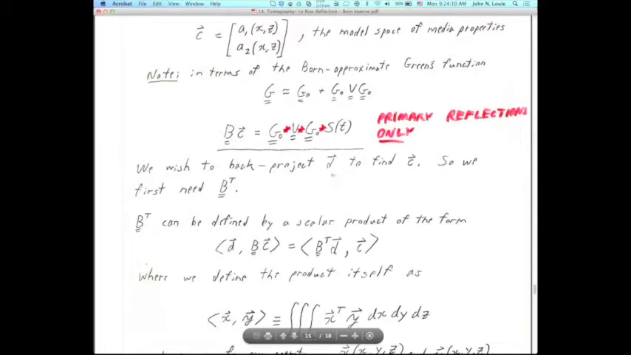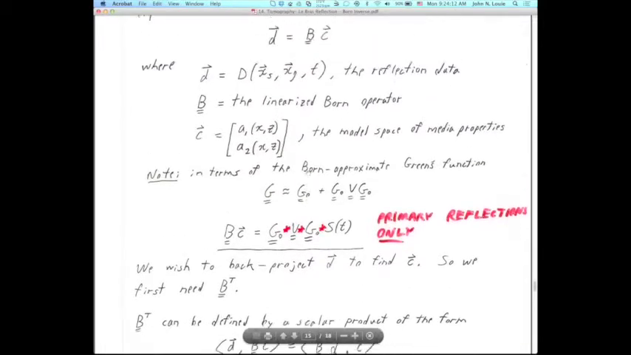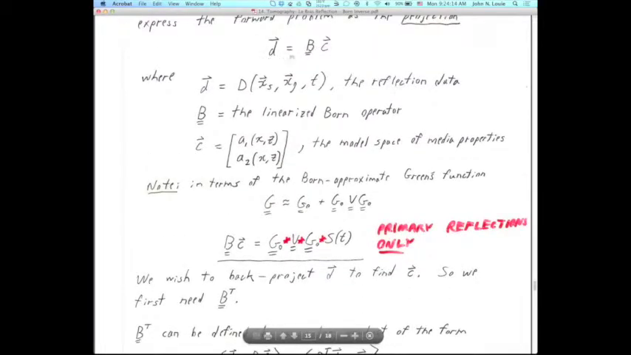Okay, so now we wish to back project, right? We have D equals B applied to C. And what we want to do to solve our problem is we want to operate on the data with something, and we want to have that equal to C, which is our model space. Okay, or at least give us an estimate of C. So according to the tomographic approximation, what we really need here is B transpose.